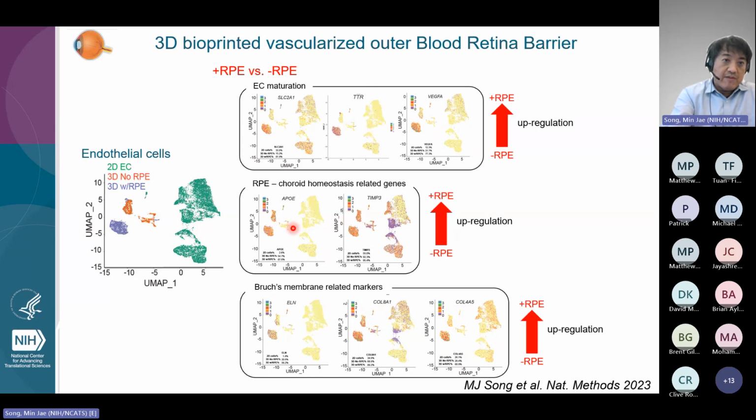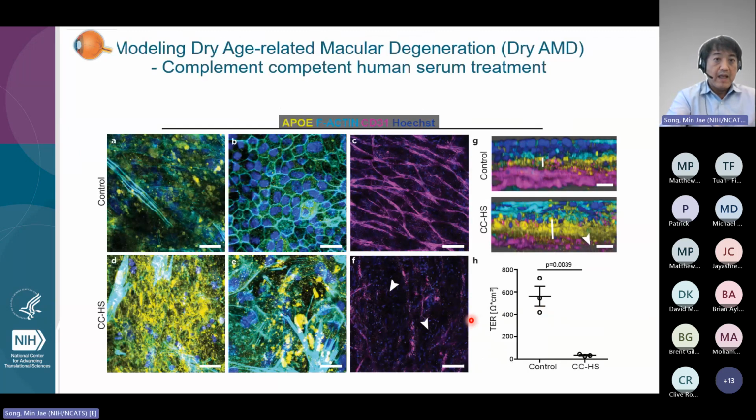And then we also confirmed that the RPE-choroid homeostasis-related genes were upregulated, and the Bruch's membrane gene markers were upregulated by inclusion of the RPE as well. So using this model, we further developed these dry AMD models by treatment with complement-competent human serum.